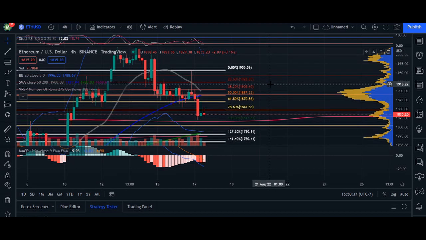So that is my update for Ethereum, you guys. There's a lot of things that we need to take a look at. Definitely take a look at the overall trend driver to see the momentum and see how strong that momentum is, especially closer to known resistance and support.